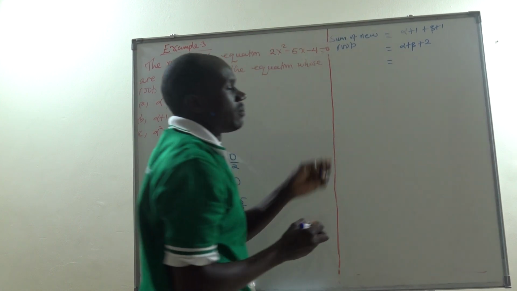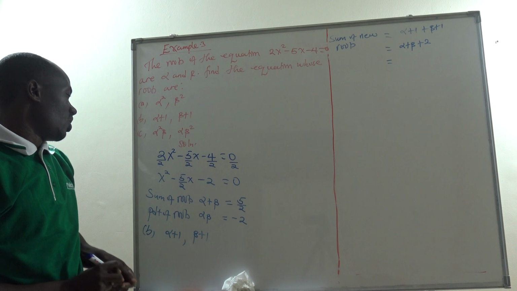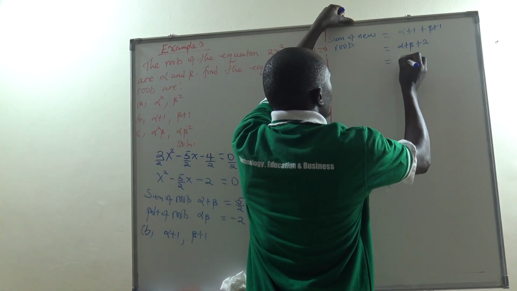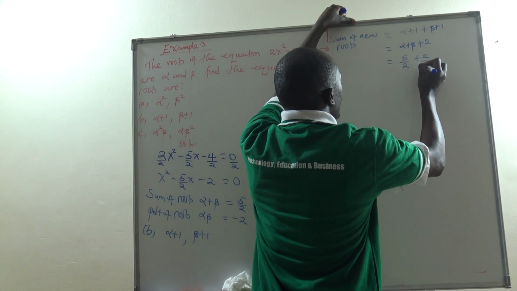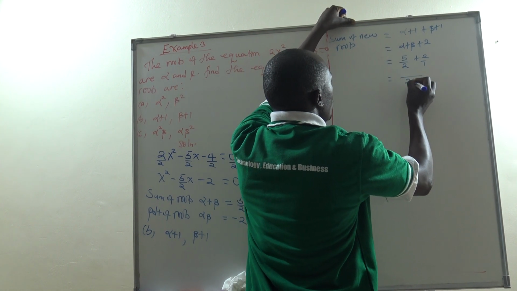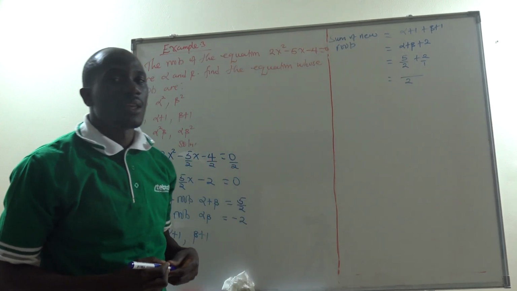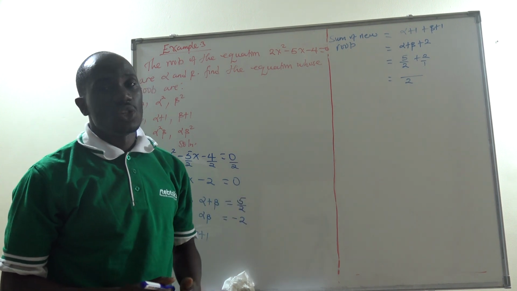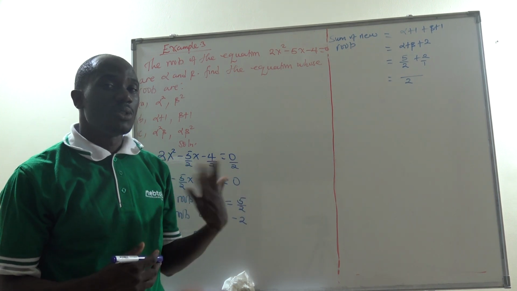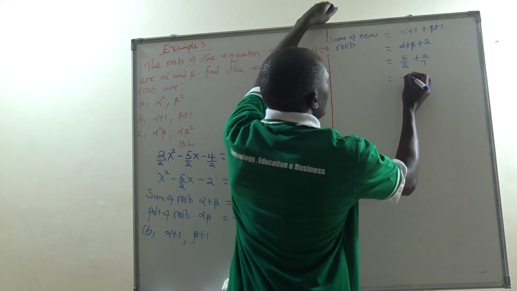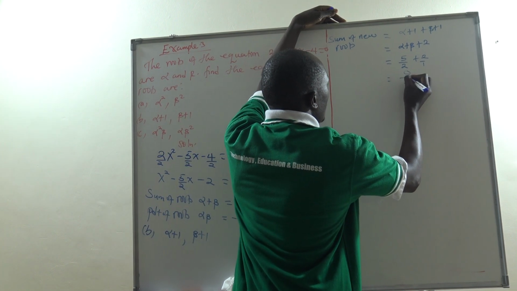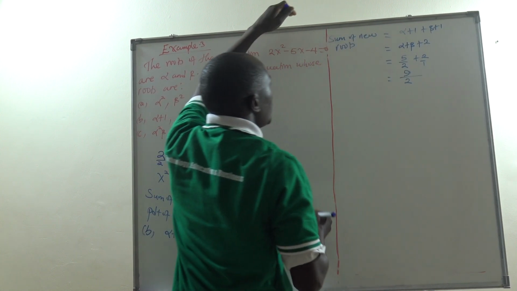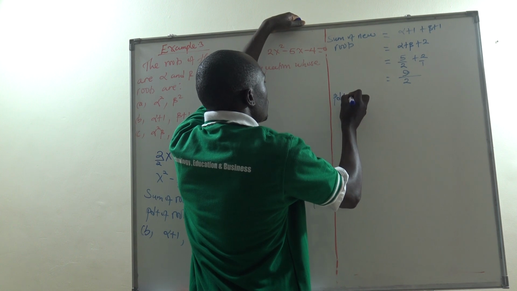Do we know alpha plus beta? Alpha plus beta is already 5 out of 2. So we shall say 5 out of 2 plus 2. We can get the LCM, so the LCM is 2. 2 divided by 2, you get a 1 times 5, that's already 5. Then plus 2 divided by 1, you get a 2 times that, 4. Then 5 plus 4 automatically becomes 9 out of 2. Then we also get the product of new roots.